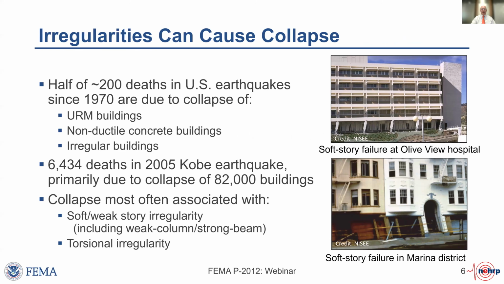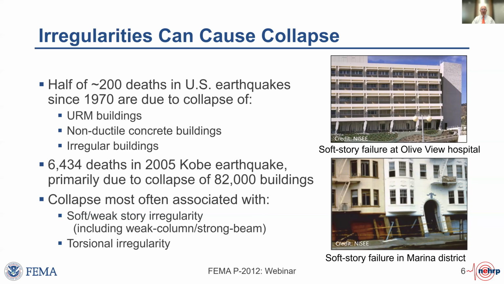Just to set the table on this idea, this is not simply an academic issue. Irregularities can cause collapse in buildings. In fact, about half of the deaths in U.S. earthquakes since 1970 are due to the collapse of buildings. There are other causes of death, but collapse is the primary cause. And that could be due to unreinforced masonry buildings or non-ductile concrete buildings. Those are not the subject of today's discussion, but irregular buildings often have problems that lead to collapse and loss of life. That's not just a U.S. problem, it's a global problem.